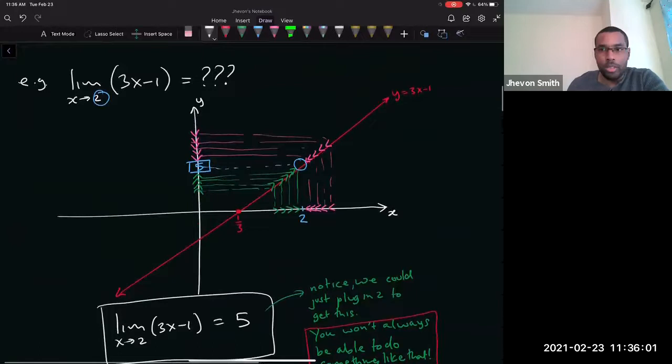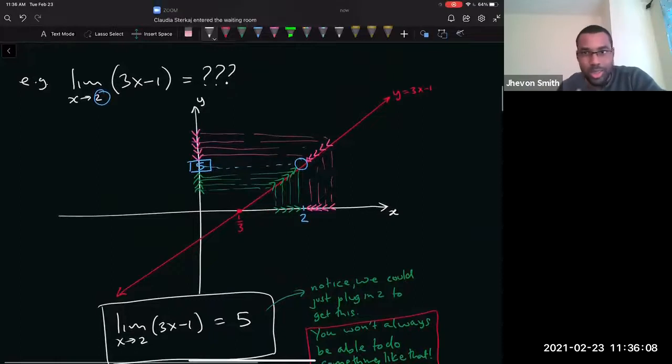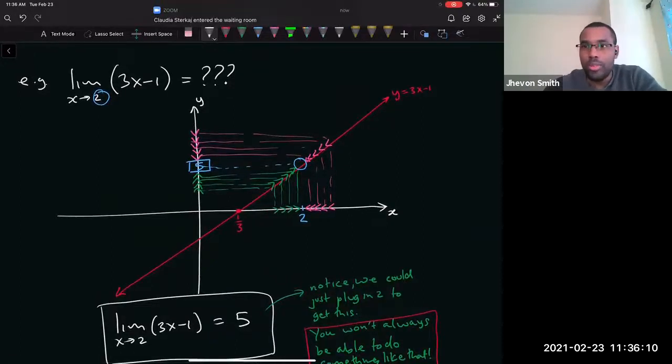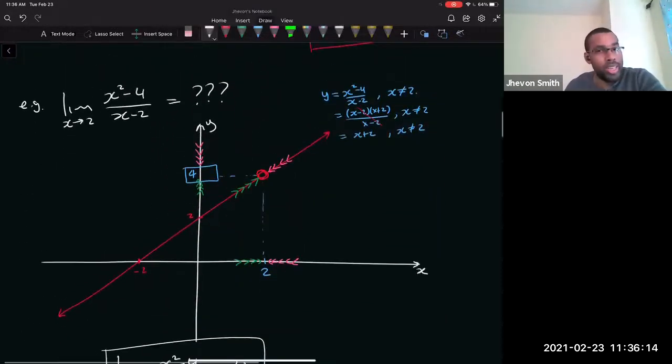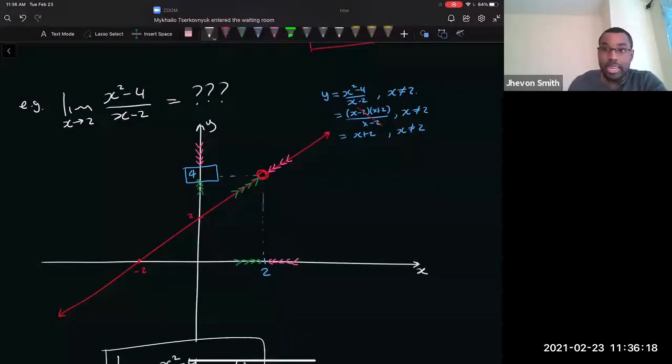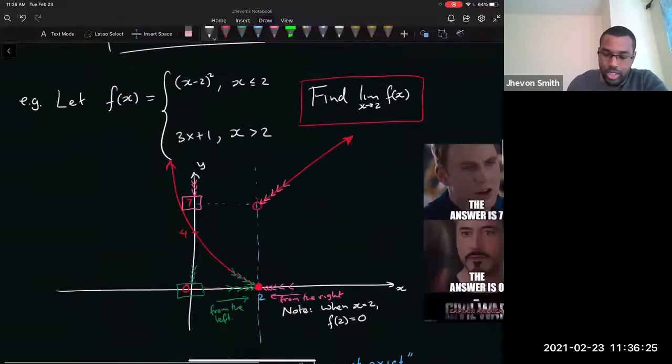We looked at the limit as x approaches 2 of 3x minus 1. We figured out the answer was 5. We also noticed that, hey, we could kind of just plug in x equals 2 to figure out that answer. However, we realize that we can't always plug in. Things can get a little bit more complicated, and limits don't even care about being at a certain spot anyway. However, we can get to answers otherwise.